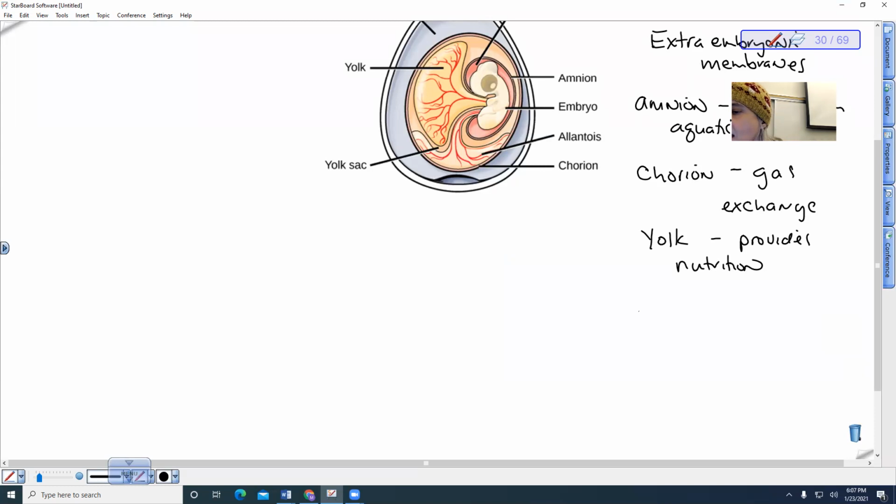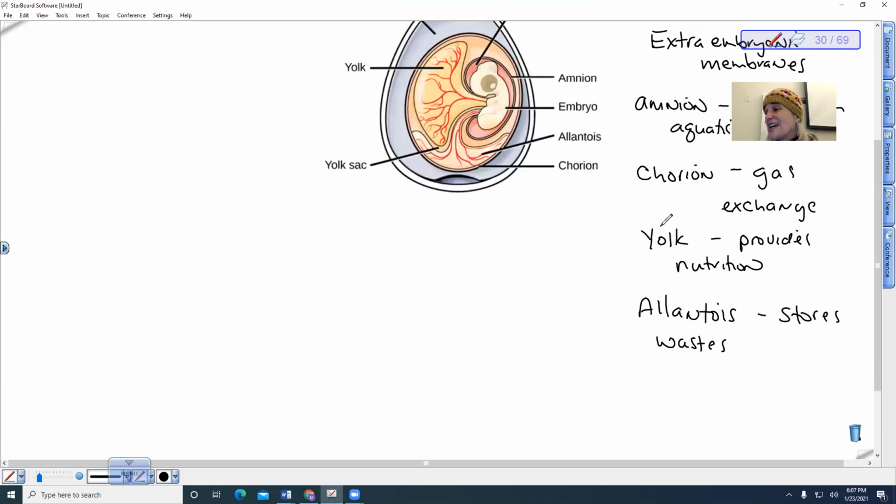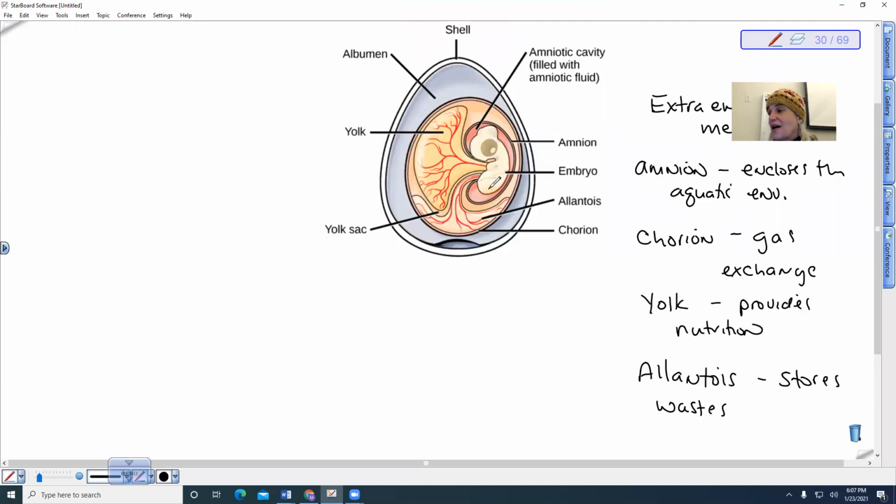And then the last thing we have is the allantois. And in us, this becomes part of our umbilical cord, but this stores wastes in a reptile egg. Okay, so we have all of these membranes as well. They just have slightly different functions. We have a little bit of yolk, but that becomes part of our guts in our embryonic development. Okay, so you need to be able to identify the amniotic egg, the structures of the amniotic egg, and know what the extra embryonic membranes are.